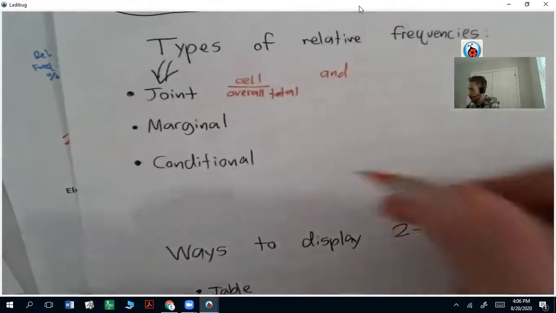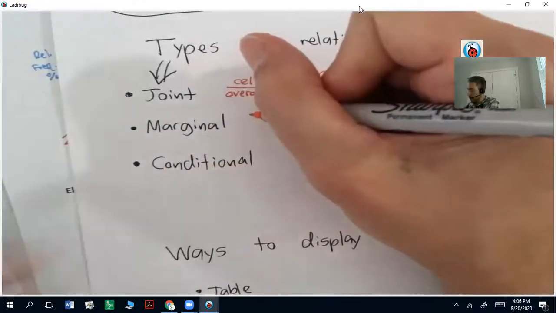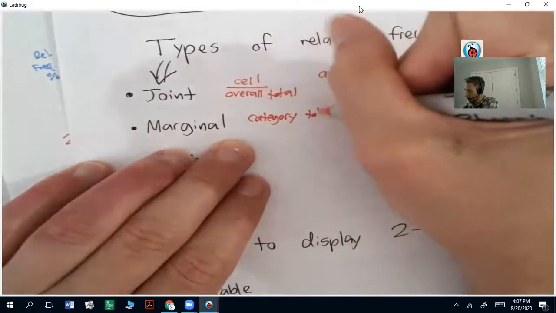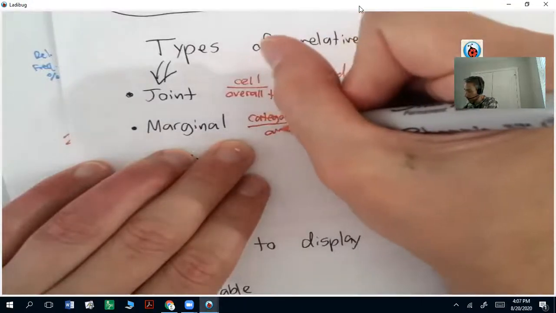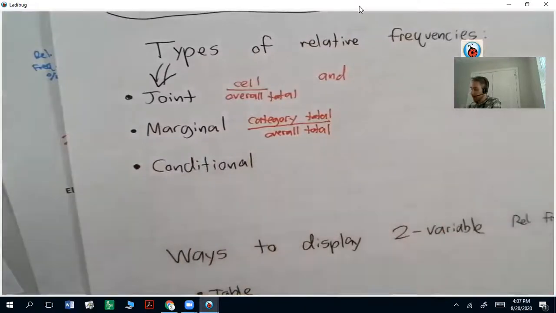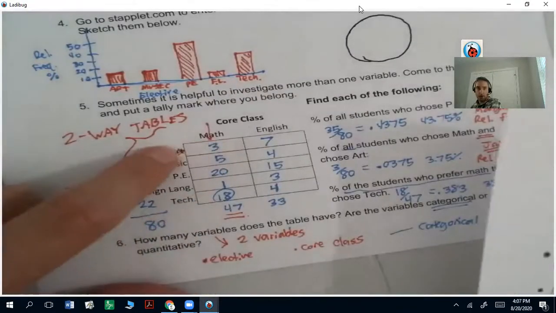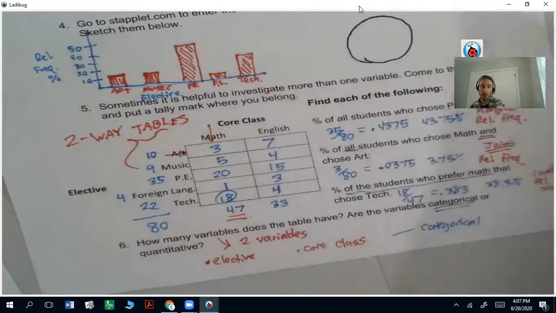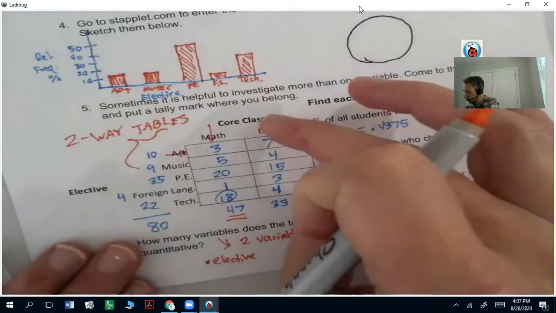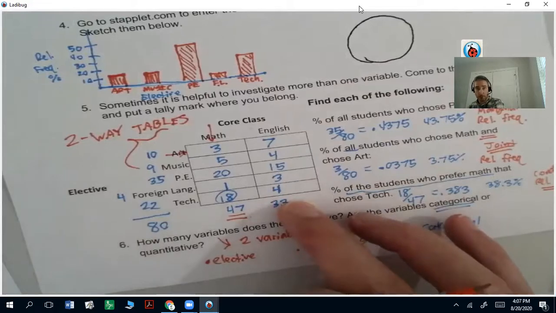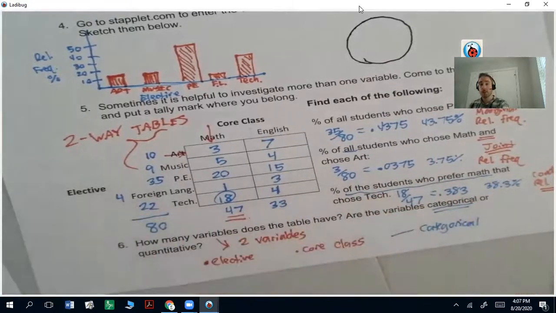The marginal relative frequencies are going to be the category totals over overall totals. So think about in the margins, okay? The sum of your art category over 80 would be how many people take art, prefer art. The sum of your English category, 33, that marginal percent, what percent took English? 33 out of 80. Those are marginals.